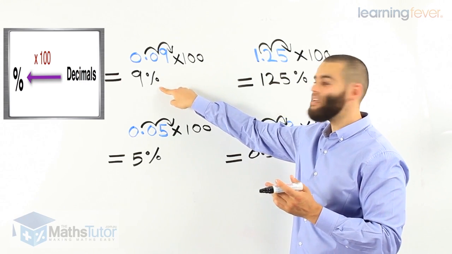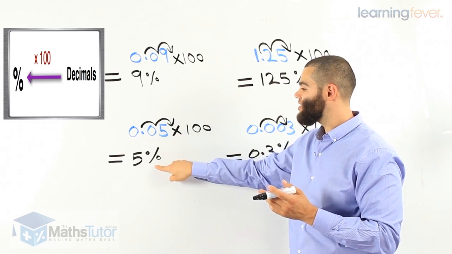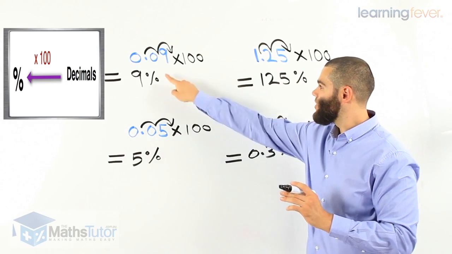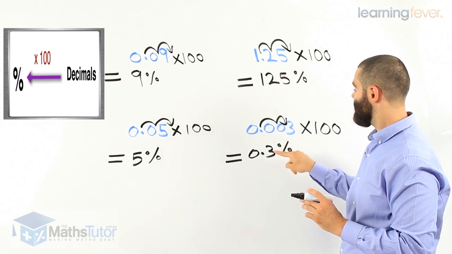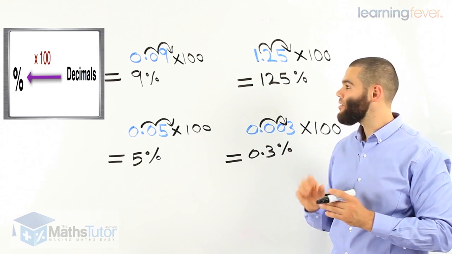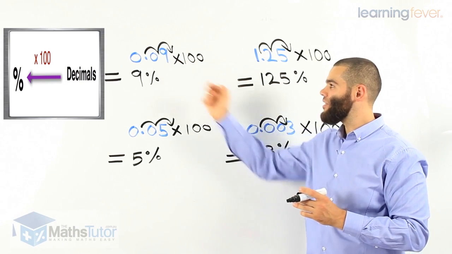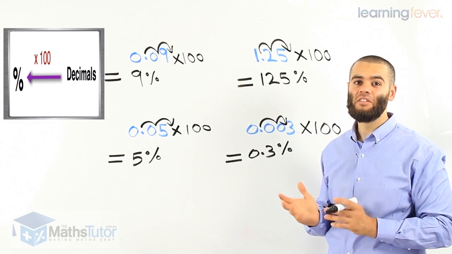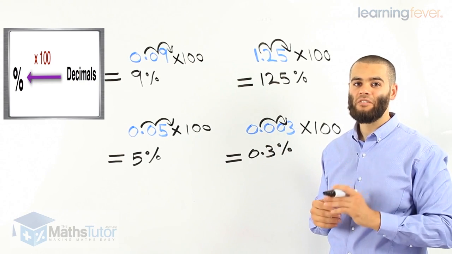0.09 is the same as 9%. 0.05 is the same as 5%. They are all equal. These are equal, these are equal, and these are equal in value. It's just another way of writing it down in mathematics. This is in decimal and that's in percentages. We now have learned how to convert from decimals to percentages and from percentages back to decimals as well.